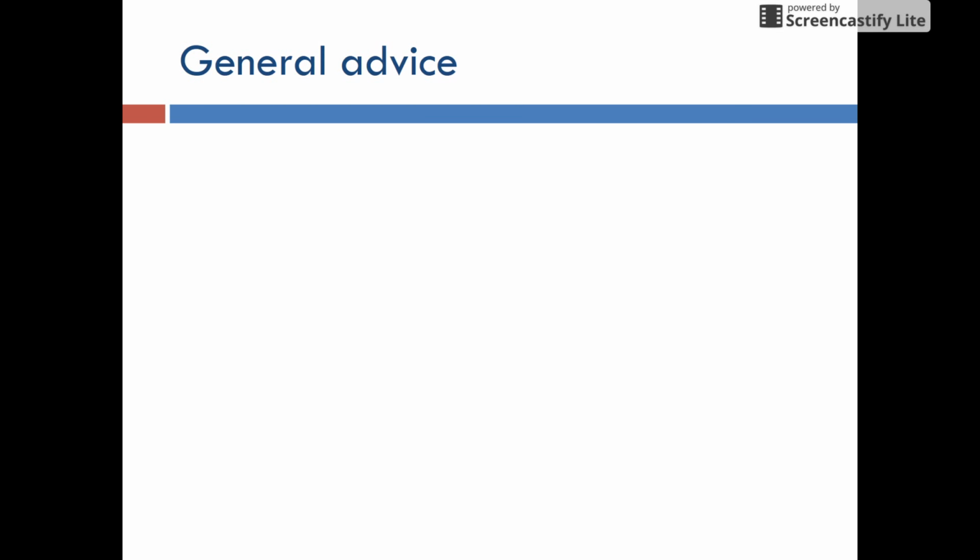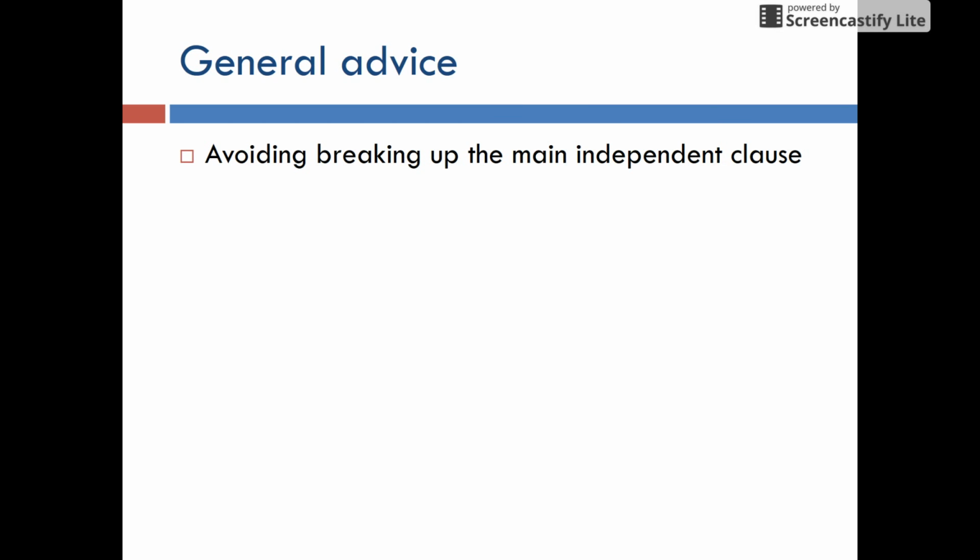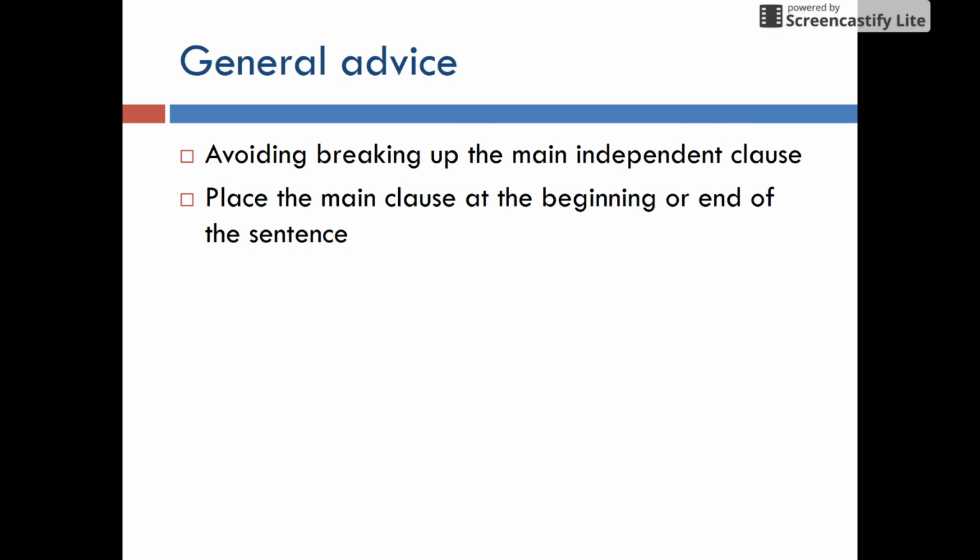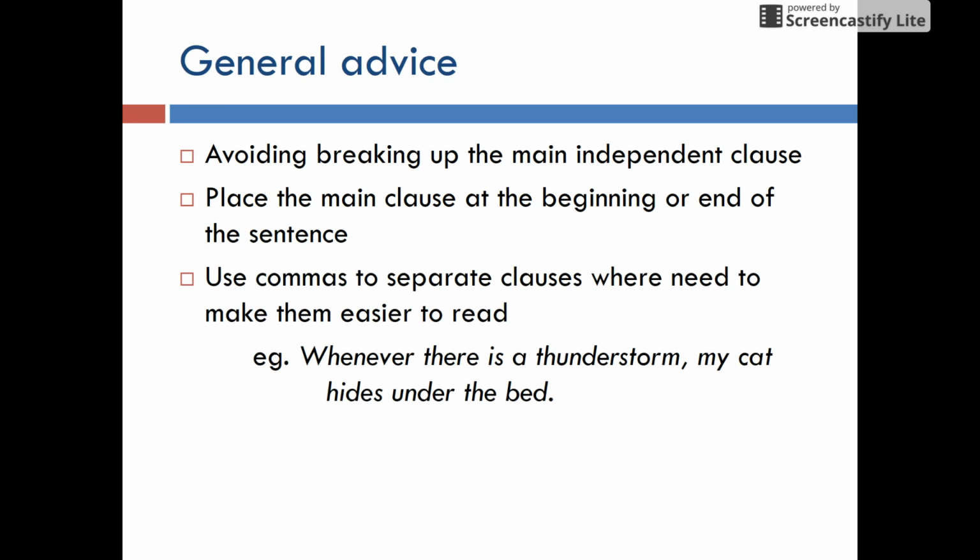So just some general advice to recap. Avoid breaking up the main independent clause. Think about the main action or idea of the sentence and ensuring that the extra information you provide about when or how or what it looks like, for example, doesn't interrupt that main idea. That main idea, that main clause, try to put it either at the beginning or at the end of the sentence, not trying to do both.